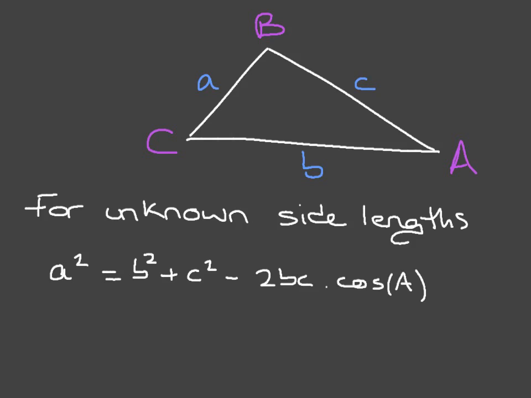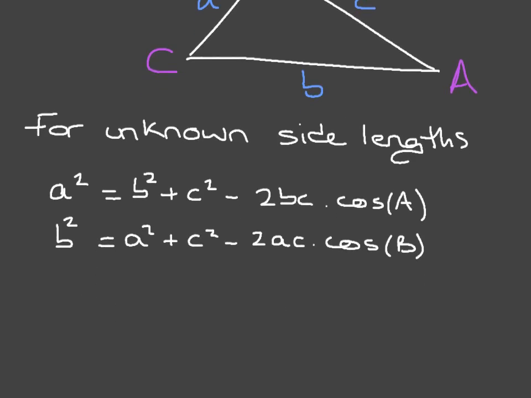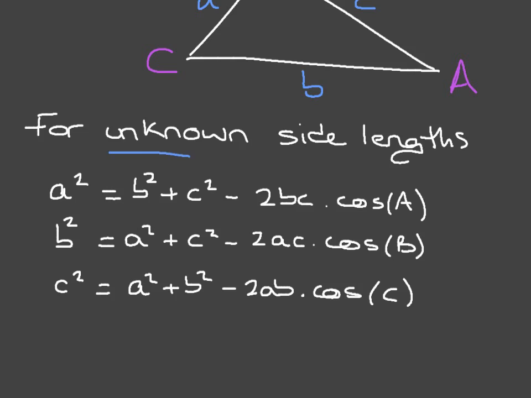It can also be written as b squared is equal to a squared plus c squared minus 2ac times cosine of capital B. And it can also be written as c squared is equal to a squared plus b squared minus 2ab times cosine of the angle capital C. Now don't panic, we're going to be explaining this formula in our next video tutorial where we'll learn how to find unknown side lengths with the cosine rule. For now, we're just going to state the different formula. So this is a formula for unknown side lengths.